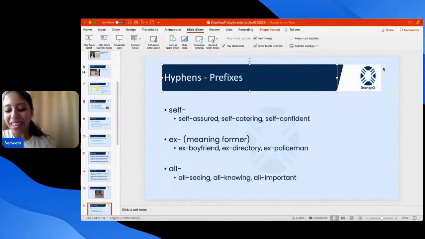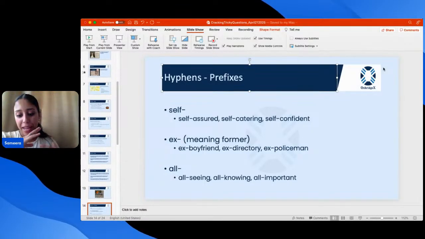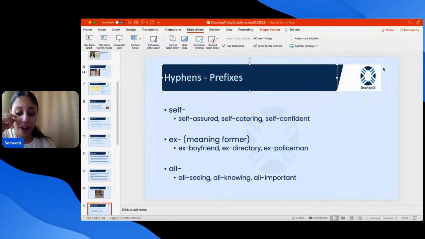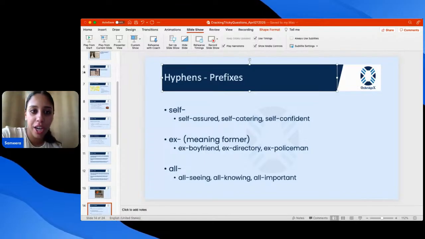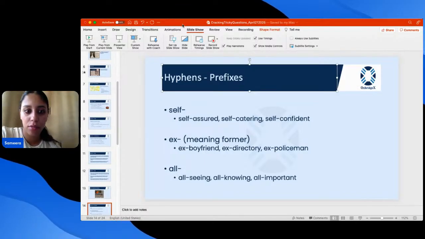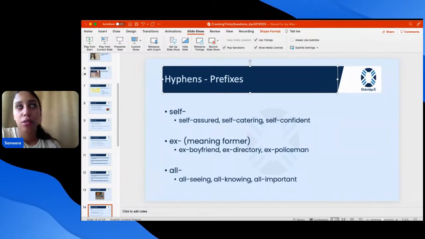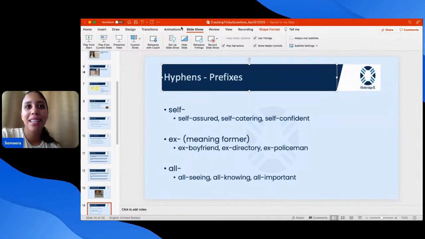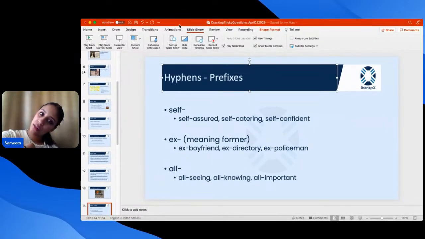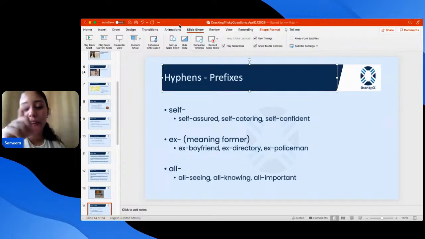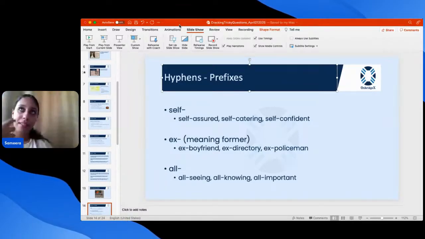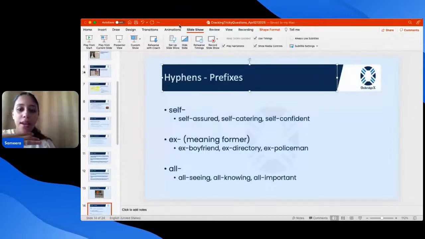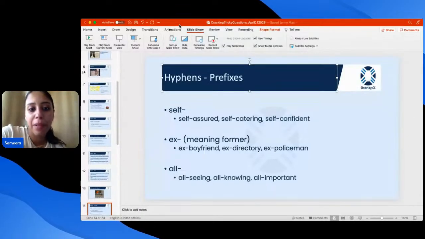Right, I'm going to split it. So self-catering is where guests can prepare their own meals, right? So it's something that you have to do yourself. Again, self-confident. Confidence is just a general noun, right? Or it can be a verb too, honestly, to be confident. However, if I have self-confidence, it means that I myself have that confidence. And what that prefix has essentially done is change the word to be in essence applicable to me, right?